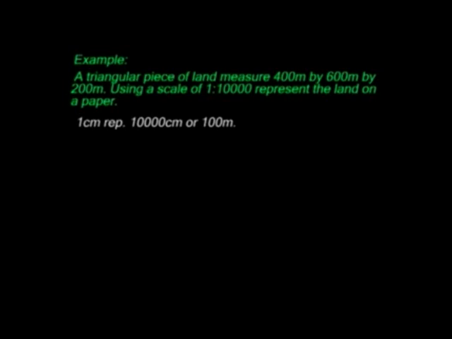Why? Because 100 centimeters is equivalent to 1 meter. So 400 meters is equivalent to 40,000 centimeters. So I'm going to represent my working like this. 1 centimeter represents 10,000 centimeters. 40,000 centimeters will be represented by what length?